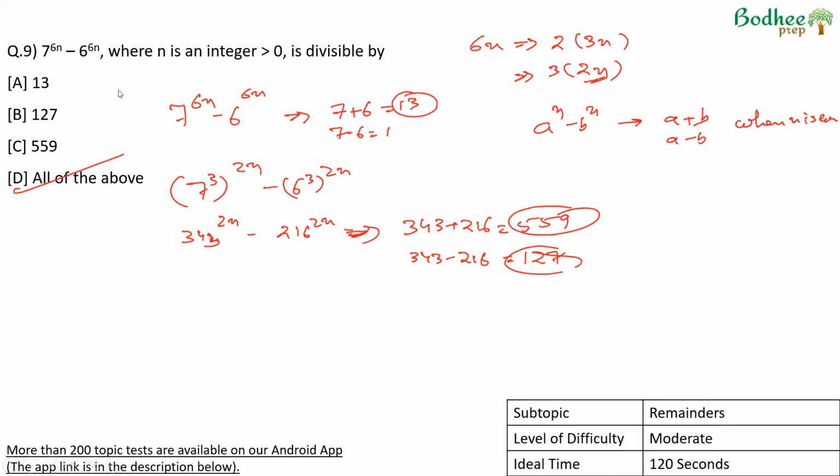If you have practiced remainders, this is a question you would have come across, and therefore, even though the level of difficulty would be moderate for the first timer, I think 2 minutes should be good enough to answer.